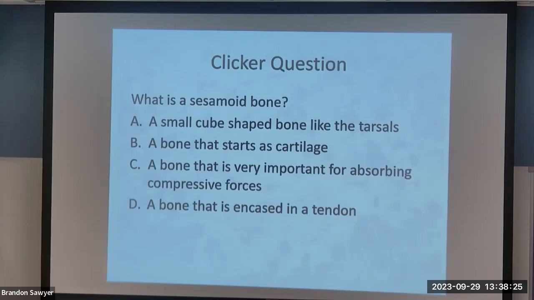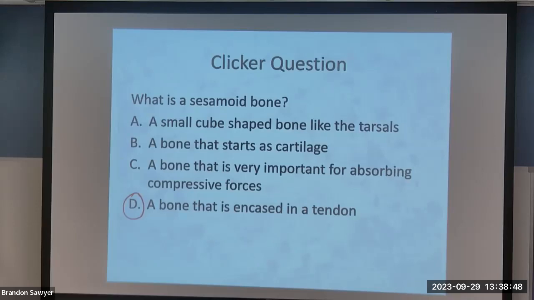So it is this one right here, a bone that's encased in a tendon. Who's got an example of one of these for me? Who can raise your hand? Tell me an example. Yeah, Sam. Patella, absolutely. Your kneecap. Your patella is a sesamoid bone. It's fully encased in a tendon. It's got tendon on the top, on the bottom, on the sides. It's just inside of that tendon.